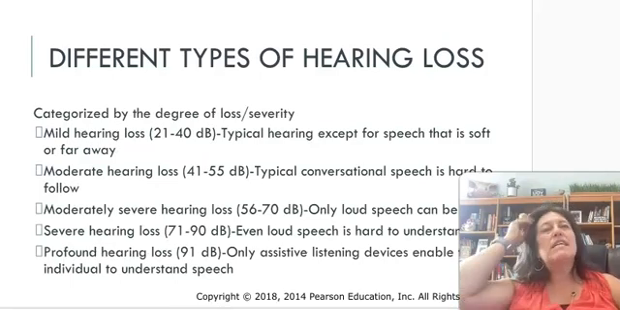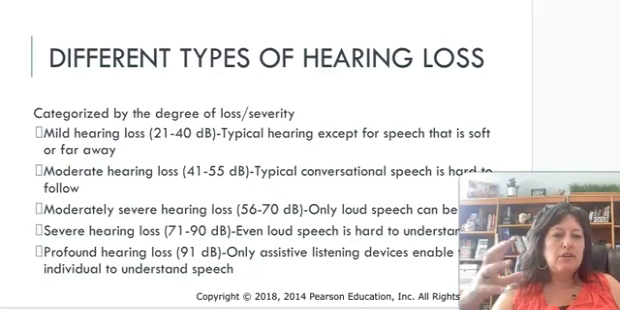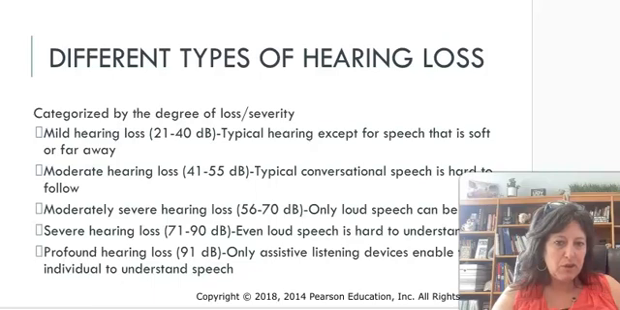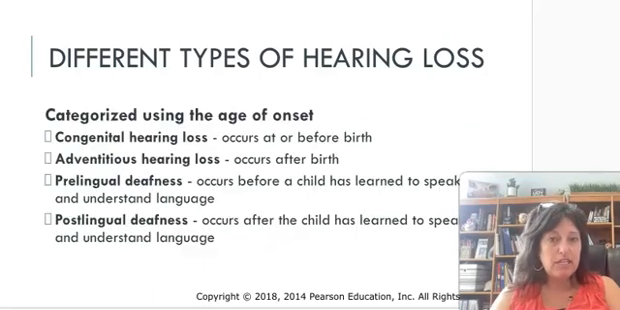When we talk about hearing loss, it's categorized according to the degree of severity. How bad is the hearing loss? A person with mild hearing loss is at 21 to 40 decibels, and they have typical hearing, except for speech that is soft or far away. Then we move to moderate hearing loss, 41 to 55 decibels, and they can hear typical conversational speech, but it's very hard for them to follow. Then moderately severe hearing loss, where my daughter Abby is, ranges from 56 to 70 decibels, and only loud speech can be heard. We move to severe, which is 71 to 90, and even here, loud speech is hard to understand. We hit profound when it's greater than 91 decibels, and only assistive listening devices enable the individual to understand speech.